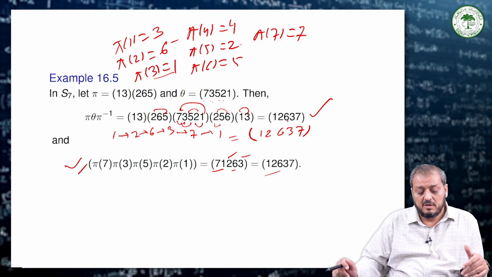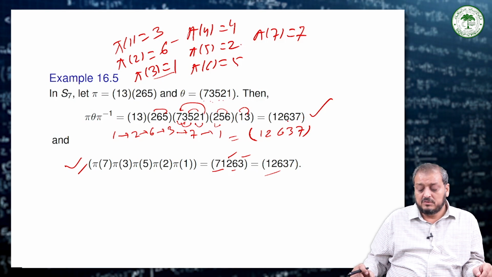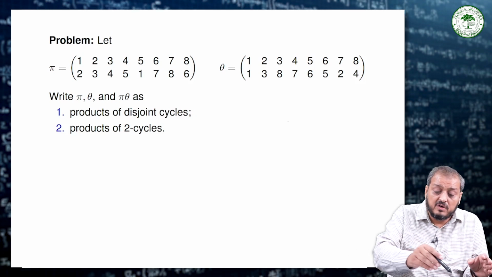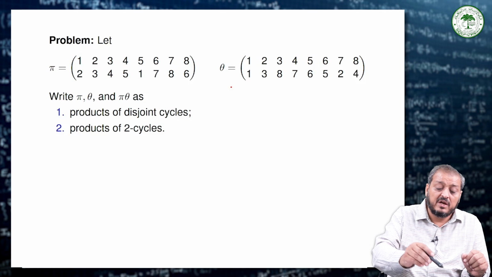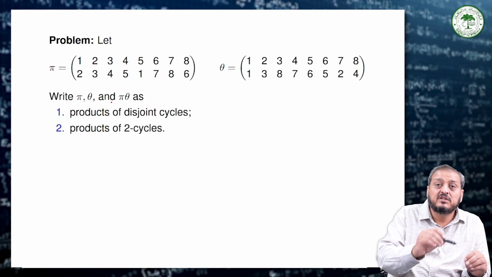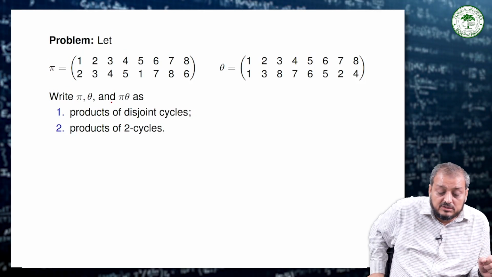We have to discuss this portion of permutations. The first is very trivial. Let pi be equal to this, and theta be equal to the second permutation. So write pi, theta, and theta pi as a product of disjoint cycles. So we have to try to write them as a product of disjoint cycles.